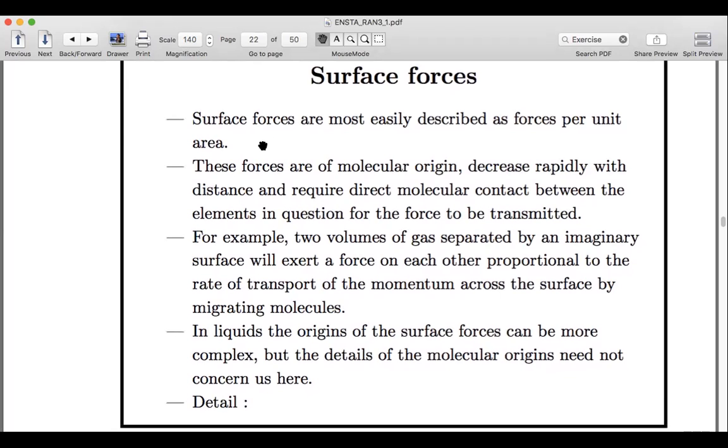Okay, so I won't get through all of this before we take a break, but let's see how far we can get. Well, so just conceptually, the surface forces are those that are most easily described as a force per unit area. So where did they come from? Well, they're of molecular origin. So it's interactions between molecules.